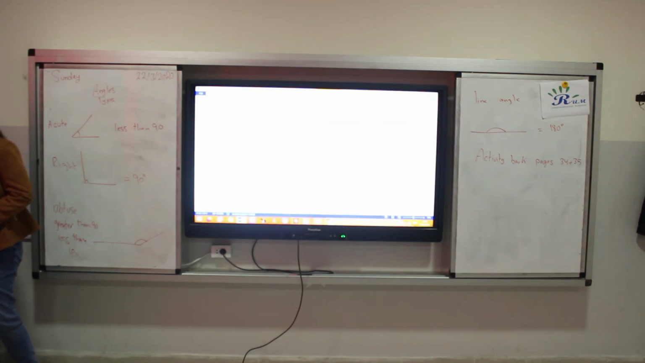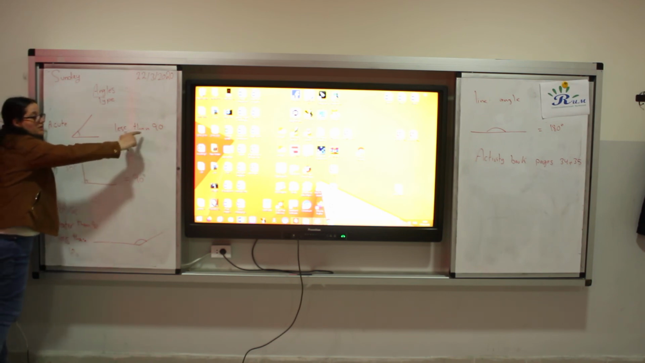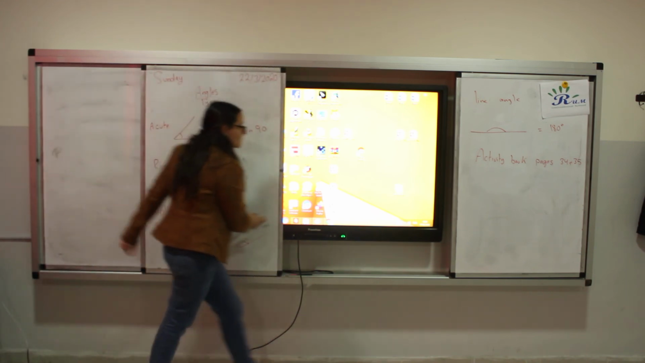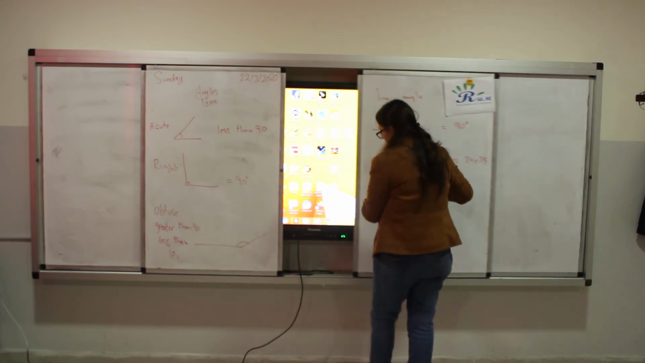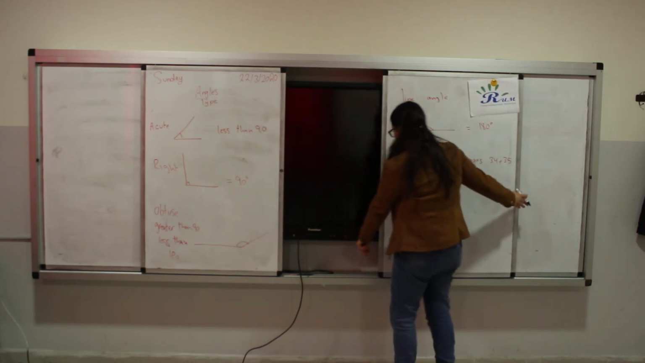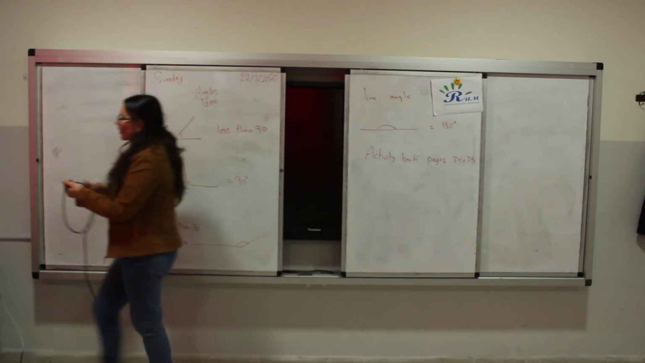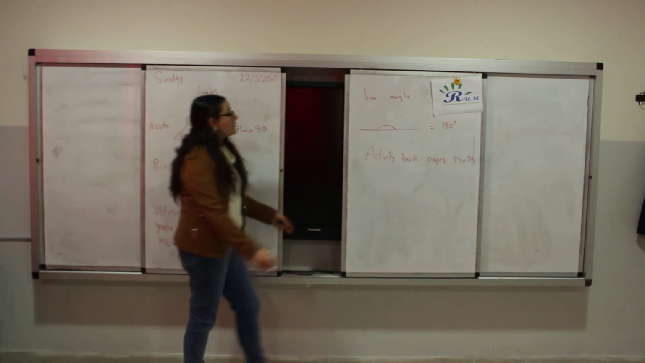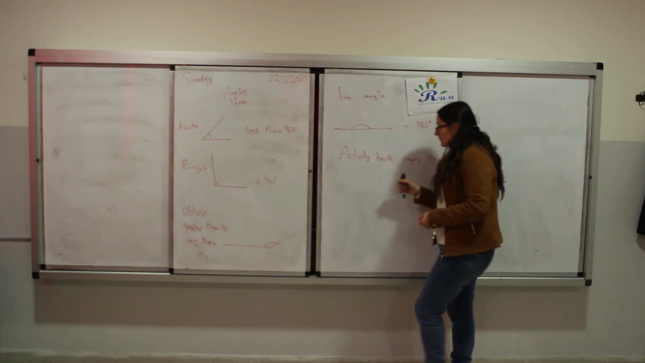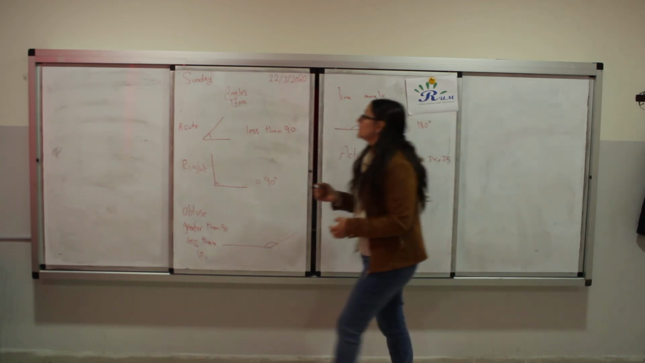So, according to the video, we have the acute angle, which is the angle measured less than 90 degrees. The right angle, which is equal to 90 degrees. The obtuse angle, which is more than 90 degrees and less than 180. Why less than 180? Because if we reach 180 degrees, we are going to reach what? The straight angle. Actually, each of these angles has another angle, which is the reflex angle.